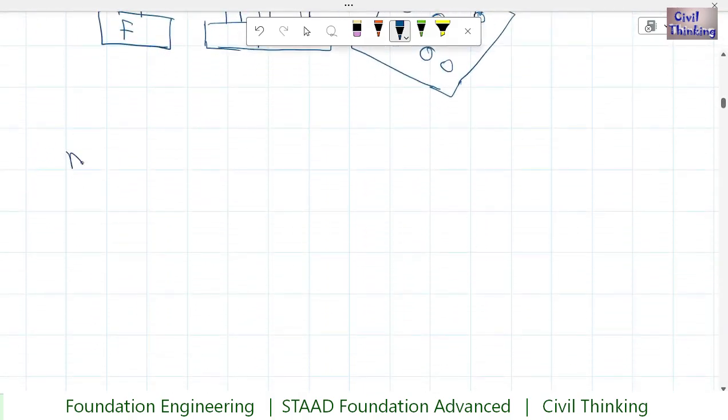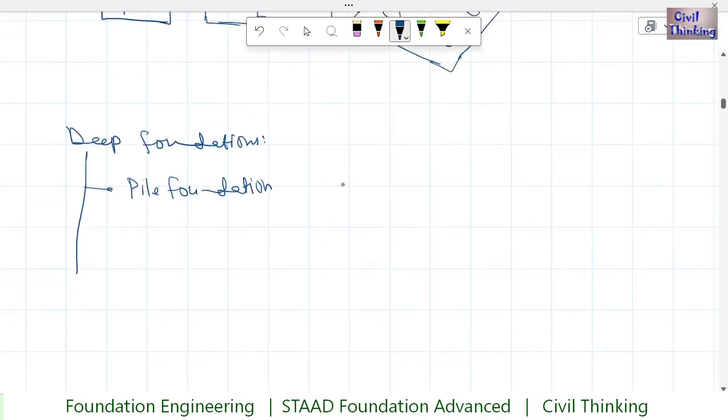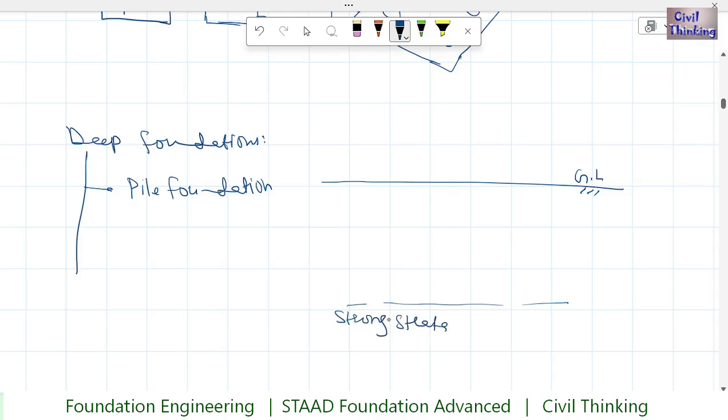Now let me show them here. Let me write here deep foundations. First is pile foundation. Now what is pile foundation? Where we have cylindrical long piles. For example, this is our ground level. Below ground level is the subsoil, and here we found strong soil, strong bedrock. So if we drive thin and long piles, we call each structure a pile.